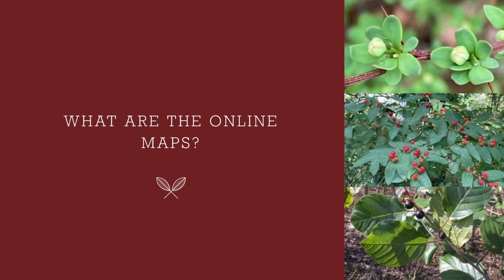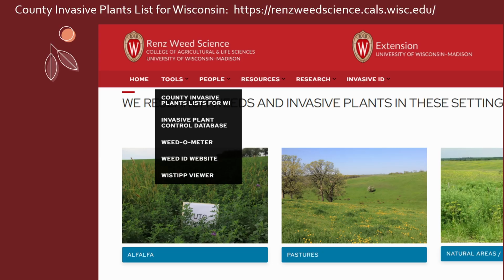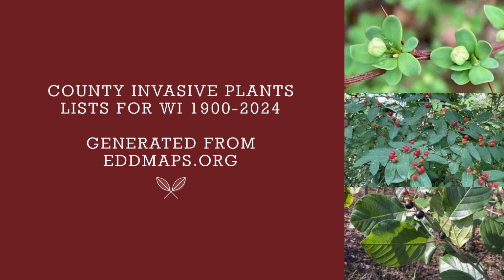So, what are the online maps? These maps are part of a tool set that we created with the Wren's Weed Science Lab. You can find them in the Tools section on our page listed above. Click on the County Invasive Plants list for Wisconsin. These maps represent every reported invasive plant in Wisconsin from 1900 to 2024. These are generated from the edmaps.org database.